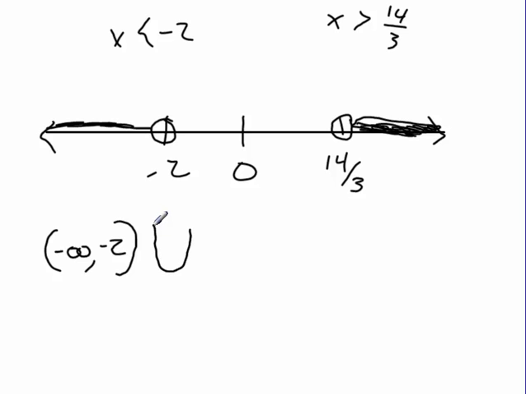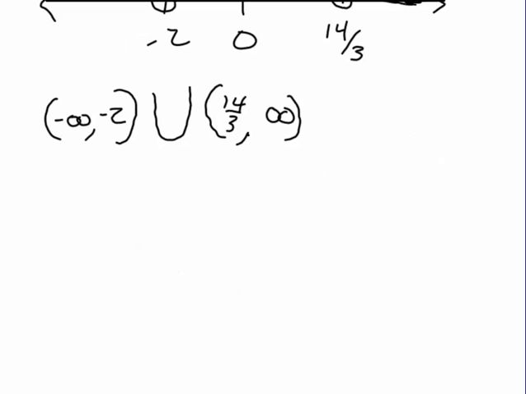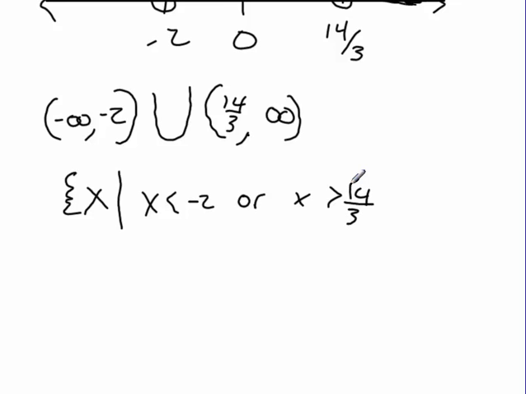And I'm going to marry these two sets with a union. And another parentheses because I'm not including 14 thirds. And I'm going to go all the way until I get to infinity. So using interval notation, we can describe our solutions here. And in set builder notation, it's the set of all x values such that x is less than negative 2 or x is greater than 14 thirds. And close our set. Again, look, I just used my answer here for set builder notation.